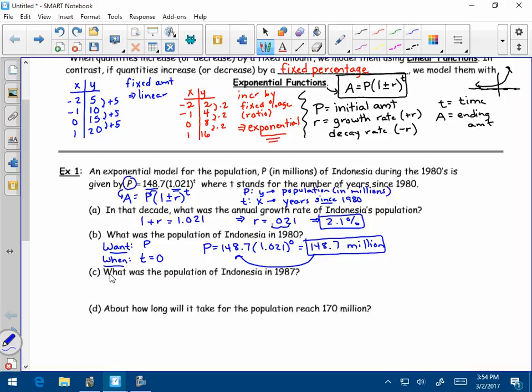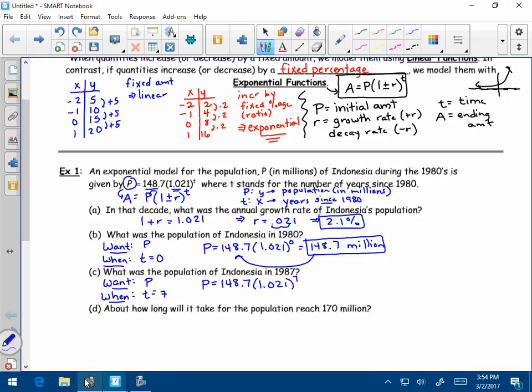Okay? C is similar. What was the population of Indonesia in 1987? What do I want this time? It still says what is the population, so I want P. And I want P when what happens? Well, when I'm in 1987. So that means T equals 7, because it's 7 years since 1980. So I'd have P equals 148.7 times 1.021 to the 7th.